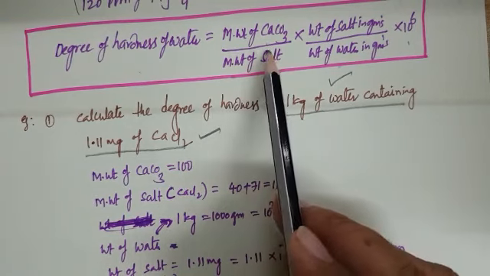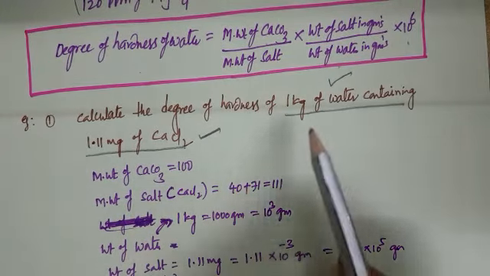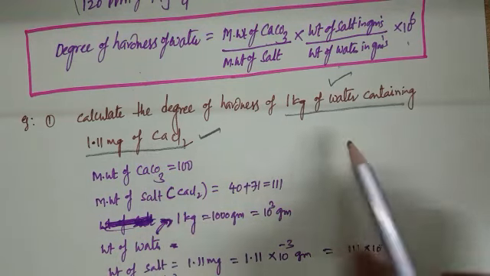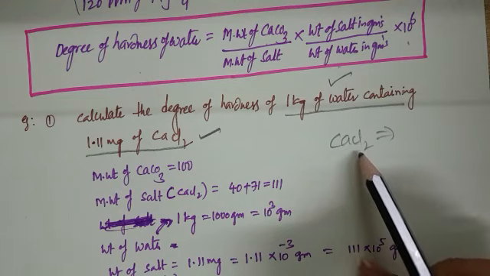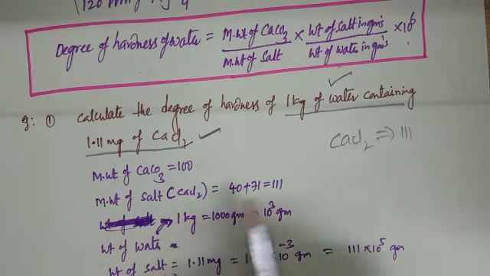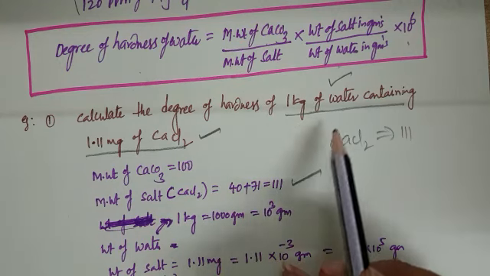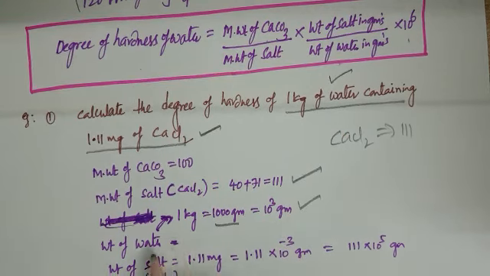Molecular weight of CaCO3 is 100, divided by the molecular weight of the salt. Which one is the salt here? Calcium chloride. Calcium chloride molecular weight is how much? 40 plus 71, 111 grams. 1 kg of water. 1 kg means 1000 grams, equal to 10 to the power of 3 grams. Okay? That is the weight of water.